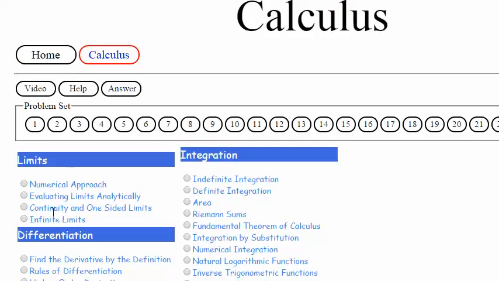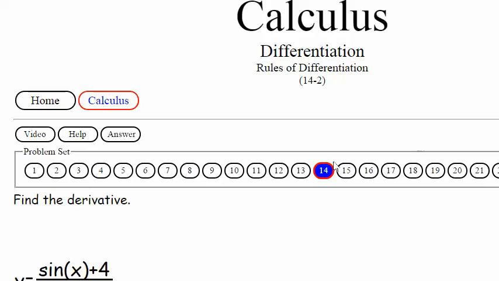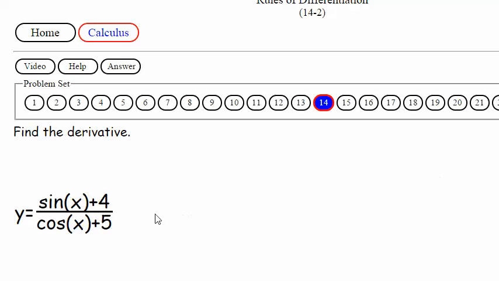Alright, let's click here, go down to Rules of Differentiation, and 14-2 is what we need to look at. So we got find the derivative. We got y is equal to sine x plus 4 over cosine x plus 5.